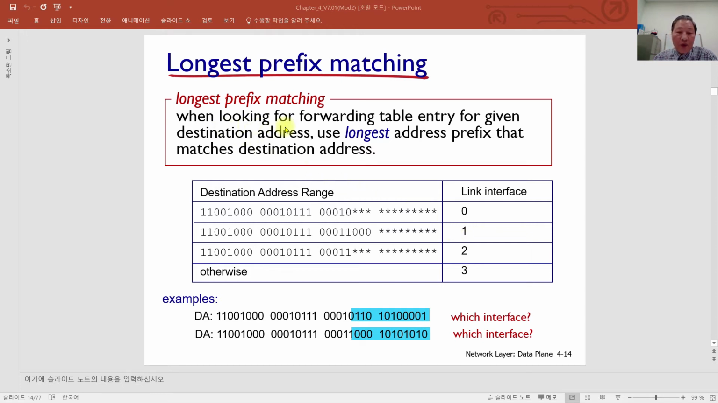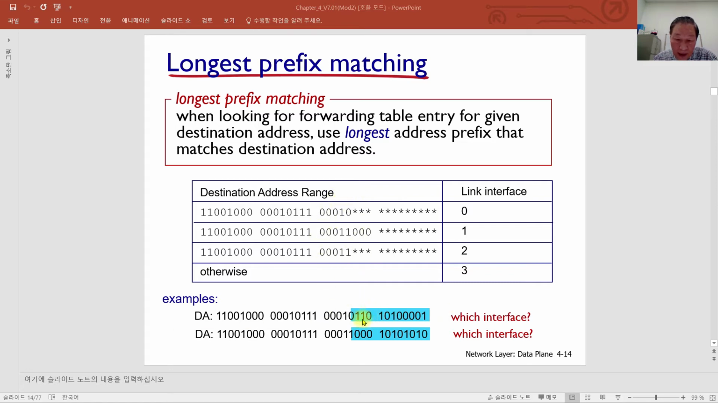Let's read this one first. When looking for a forwarding table entry for a given destination address, the given destination is the arriving packet's destination address. We are using the longest address prefix that matches the destination address. Let's assume one packet is arriving here. We are looking at two examples. First example, one packet holding this destination address. The front part is the same, and this part is different. Neglect the others, and let's focus on that.